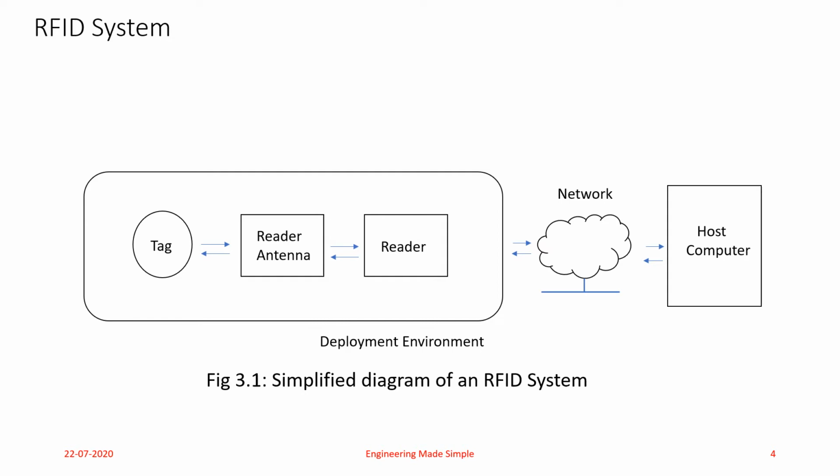Now, what does the physical layer of an RFID system consist of? The physical layer consists of all the hardware components of the RFID system, namely RFID tags, RFID readers, and RFID reader antennas.